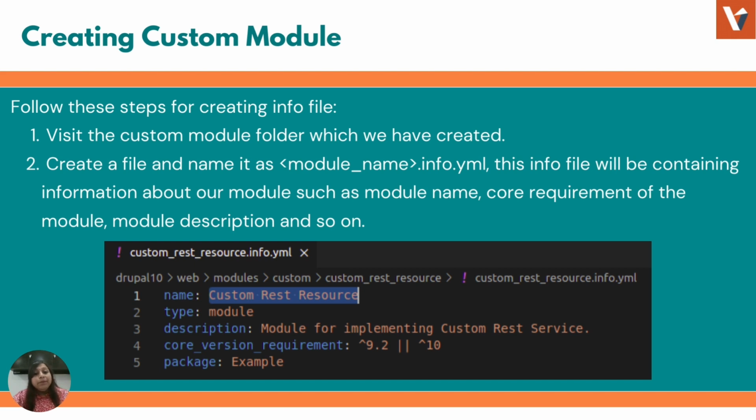As we can see, I have set the name as custom REST resource. This name will be shown in the Extend tab. When we go to enable our custom module, we will see this name over there. Then the type of module, then the description, where I have written a short description. Then the core version requirement I have set to 9.2 and 10. That means the module will be compatible with versions higher than 9.2 up to 10.